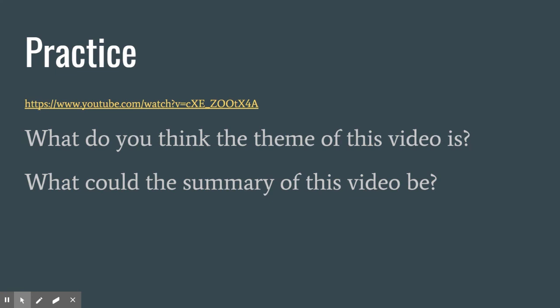So we will obviously talk more about this in class next time I see you guys, but I hope this helps you understand what theme means and how it's different than summary. That's really important to know, the difference there. So anyway, that's it. I am looking forward to seeing you guys hopefully early next week.